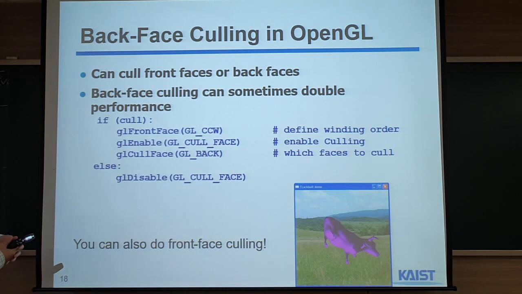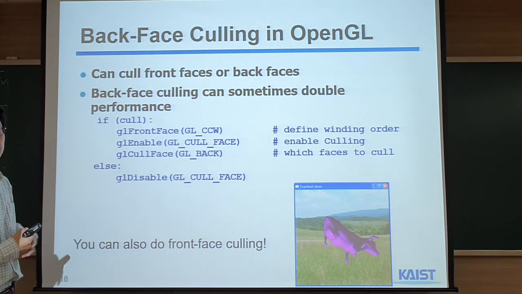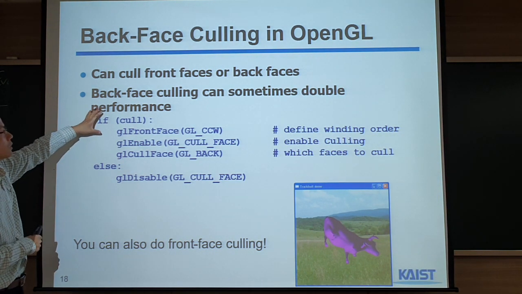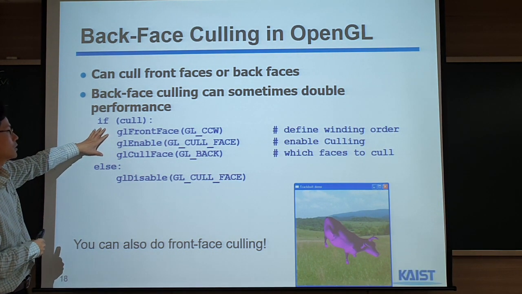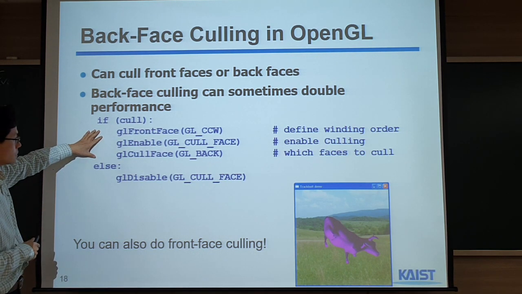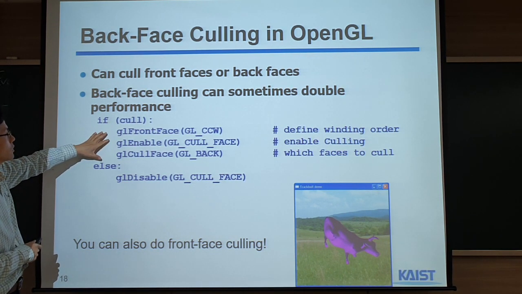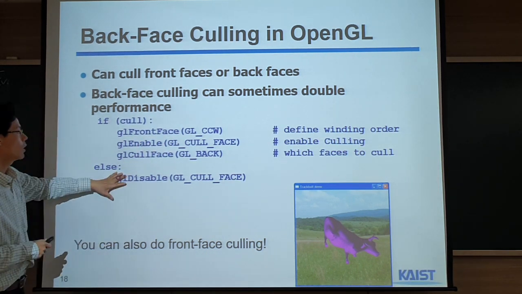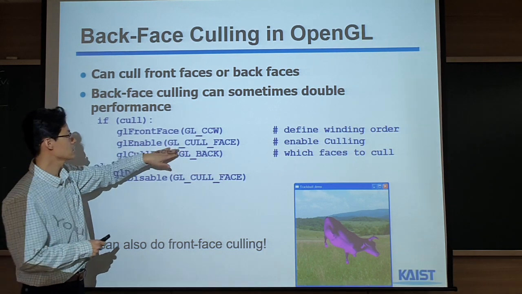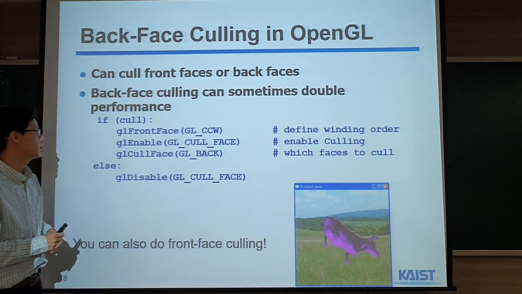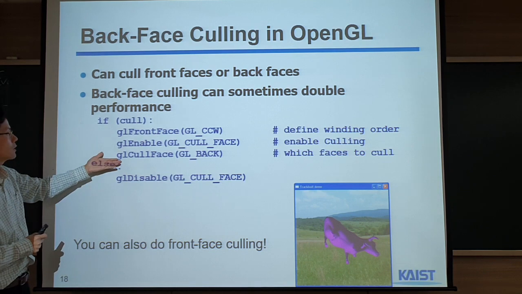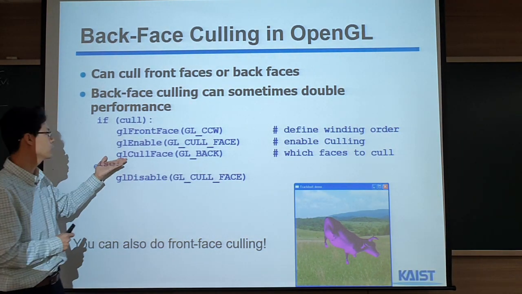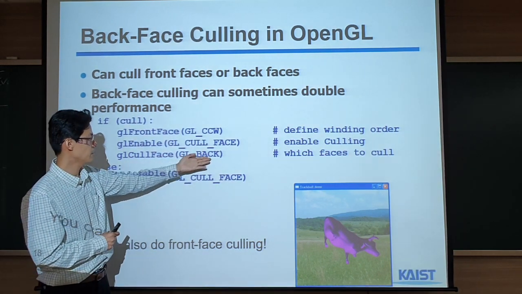OpenGL already provides backface culling since it's one of the most common operations. So how can you do that? You need to enable face culling, GL_CULL_FACE, right? And then you can set what kind of face you want to cull. In this case, I want to cull the back face, that's GL_BACK, right?